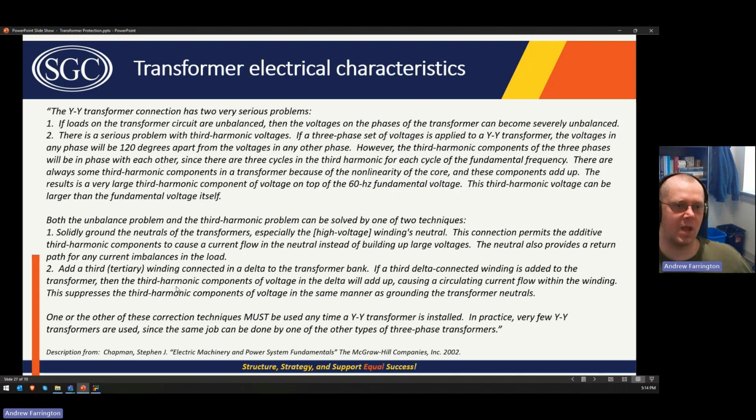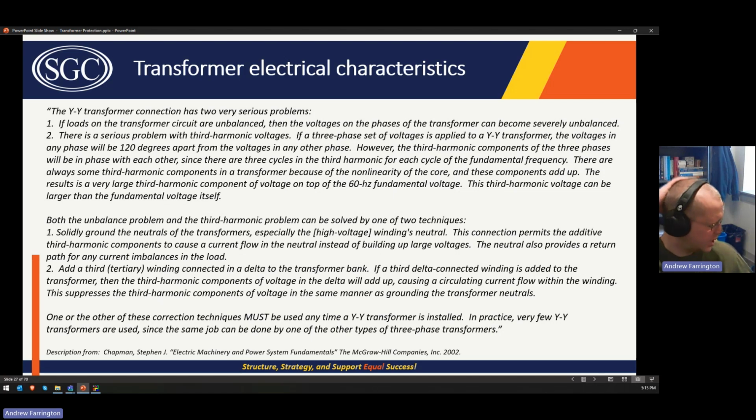The other option is to add a delta tertiary winding to the transformer so that it's a 3-winding transformer. It's got a Y winding high voltage side, and then a Y winding low voltage side, and then a delta tertiary. And the delta has the same tendency. It allows the third harmonics to circulate in the delta and to dissipate and not cause those excessive third harmonic voltages. The delta tertiary also has the added benefit of providing a ground source.